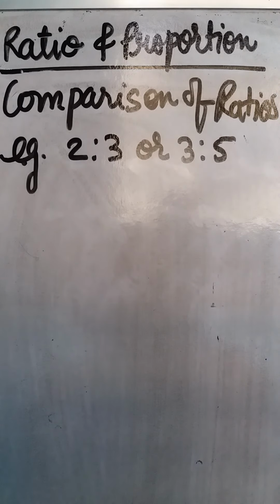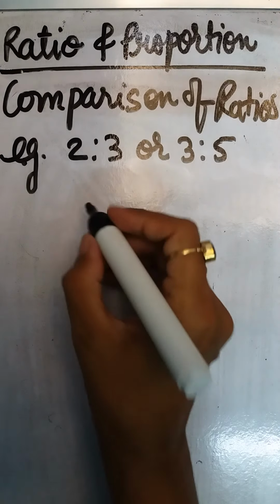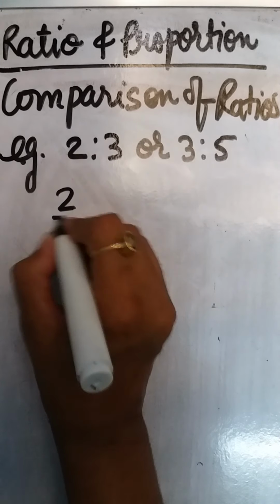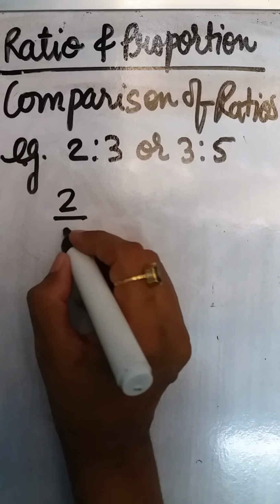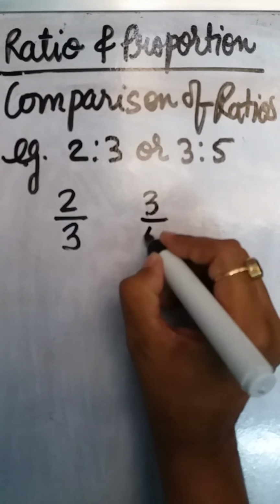Comparison of ratios. Since the ratio is a fraction, two ratios can be compared by applying the method of comparing two fractions. For example, 2:3 or 3:5. We have to compare these two ratios. So we can write them in the form of fraction. 2:3 can be written as 2/3, and 3:5 can be written as 3/5.